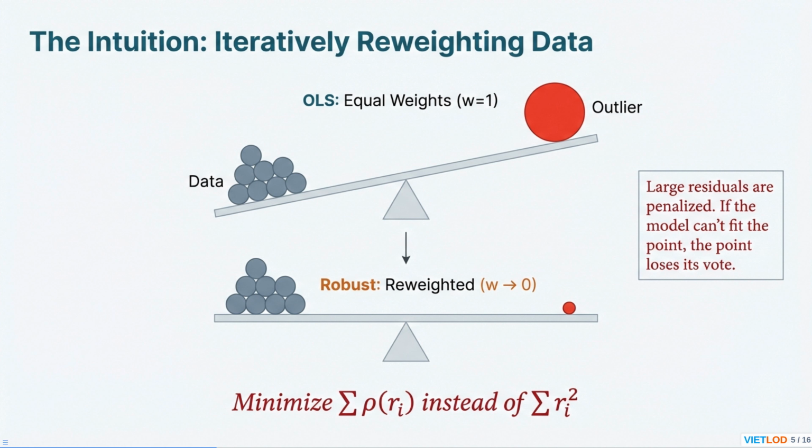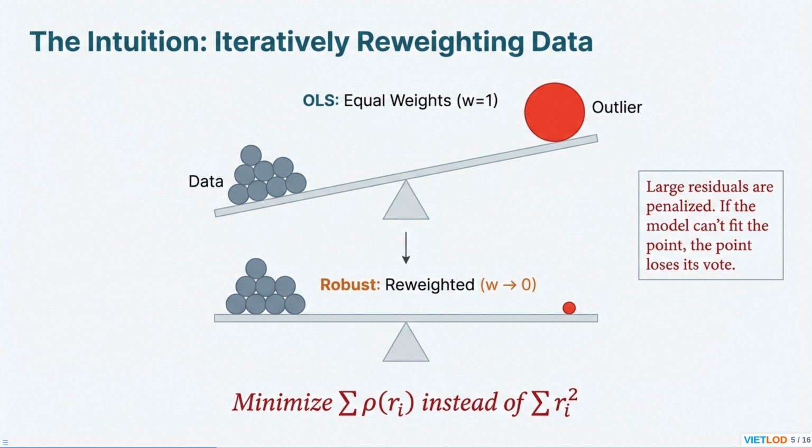The core idea behind robust regression is intuitive. It's about reweighting the data. Ordinary least squares, as shown in the top panel, gives every single data point an equal weight of 1. An outlier has the same vote as any other point, but because of its extreme position, its influence on the regression line is magnified, pulling the entire model off course.